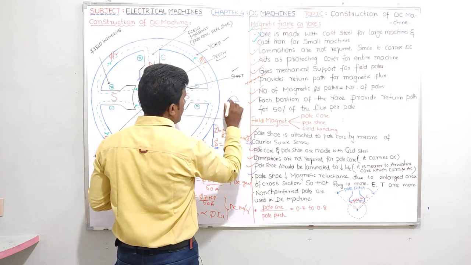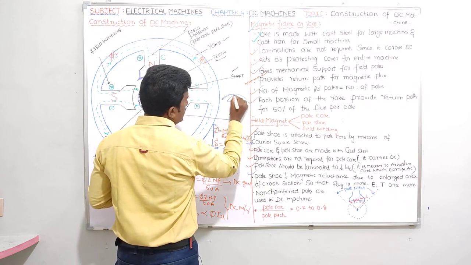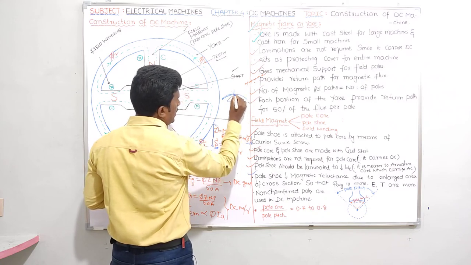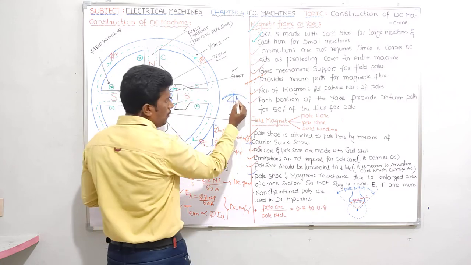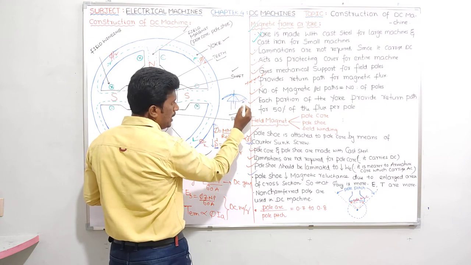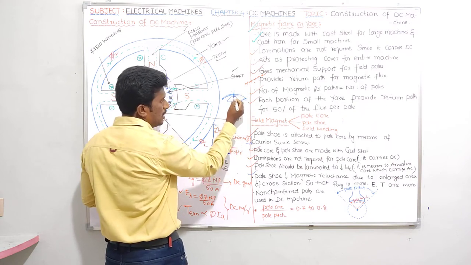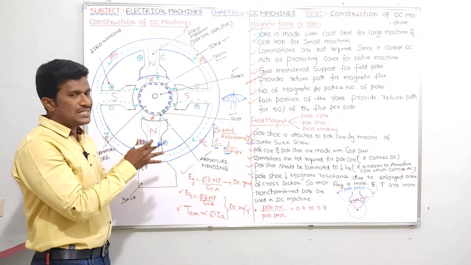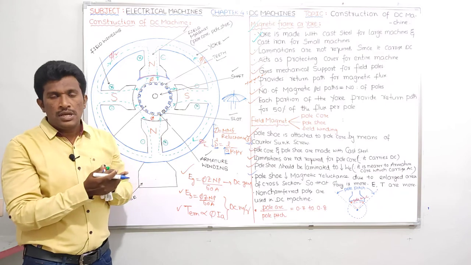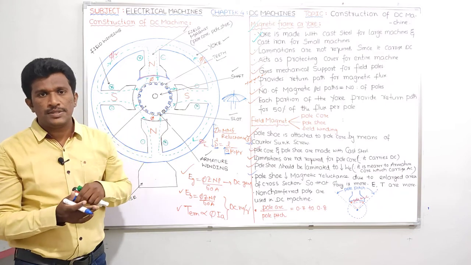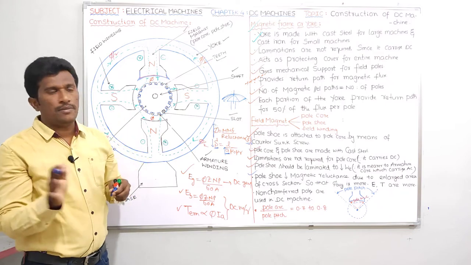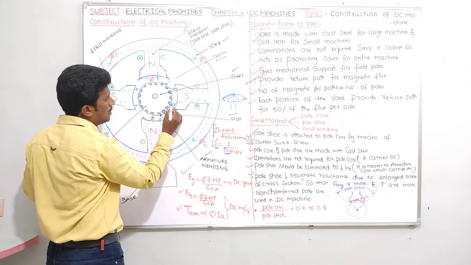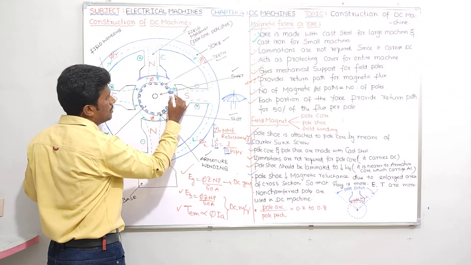See, under the poles, along the pole center, the air gap is minimum, and if you go towards the pole ends, the air gap increases. This is what I can say about chamfered poles. Non-chamfered poles means the air gap will be uniform like this. See, from here to here, how much air gap is there? Almost all the same air gap.